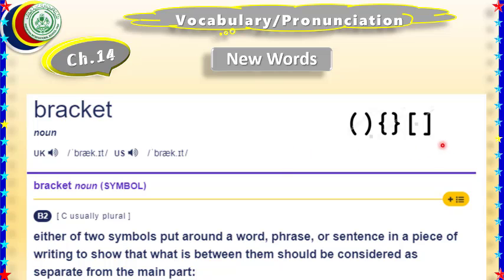Bracket you can see in the picture here also. Mostly they are used in mathematics, but we use them in language subjects also. When there is a bracket, it means either of two symbols put around a word, phrase or sentence in a piece of writing to show that what is between them should be considered.